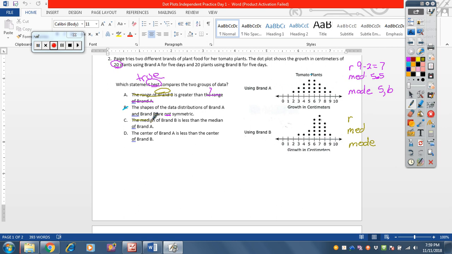B says the median of brand B is less than the median of brand A. Well, I know the median of brand A is 5.5. And you found the median of brand B. The center of brand A, that's the same as the median, is less than the center of brand B. Remember, center and median are the same thing.